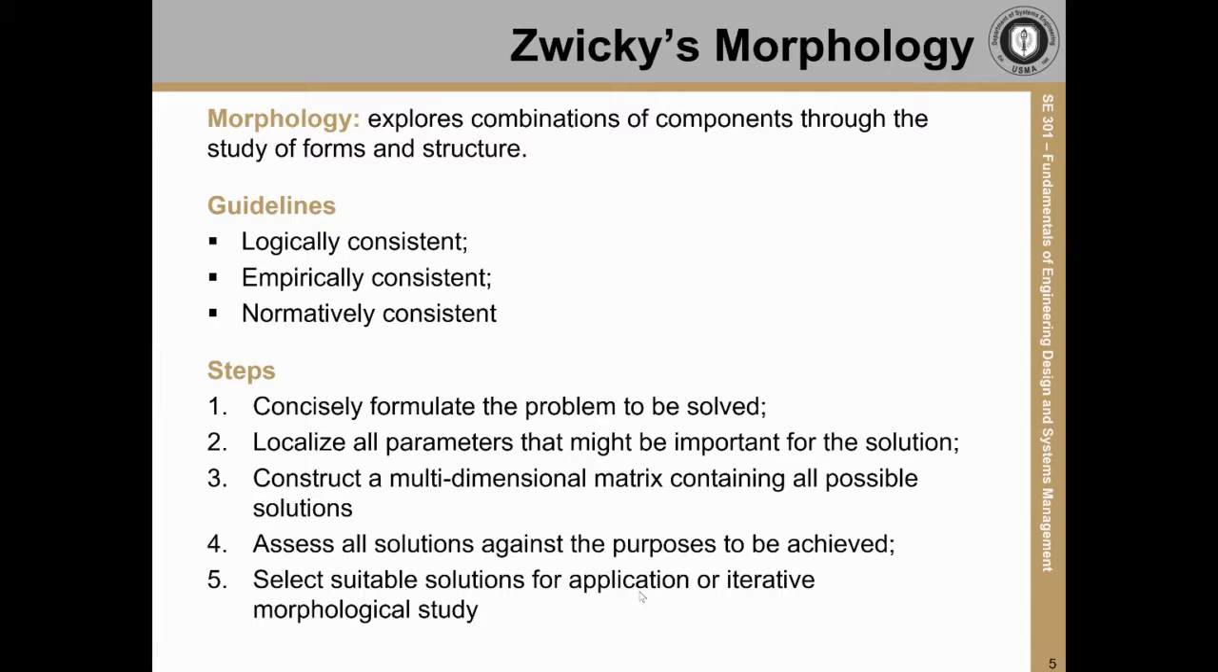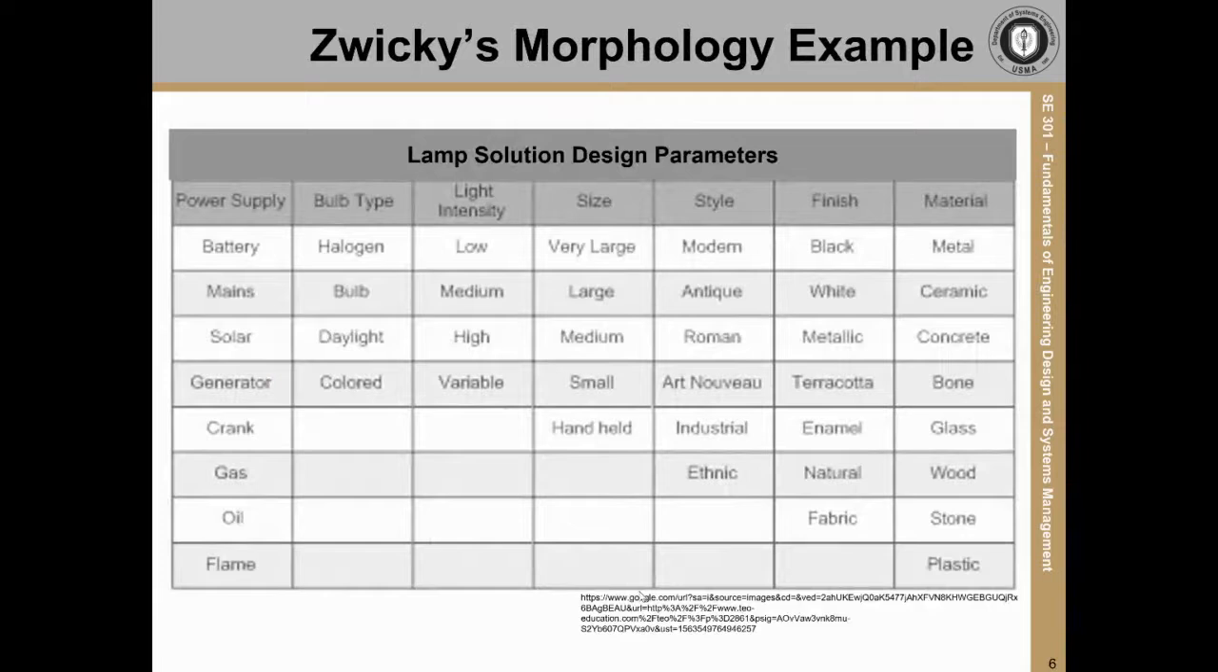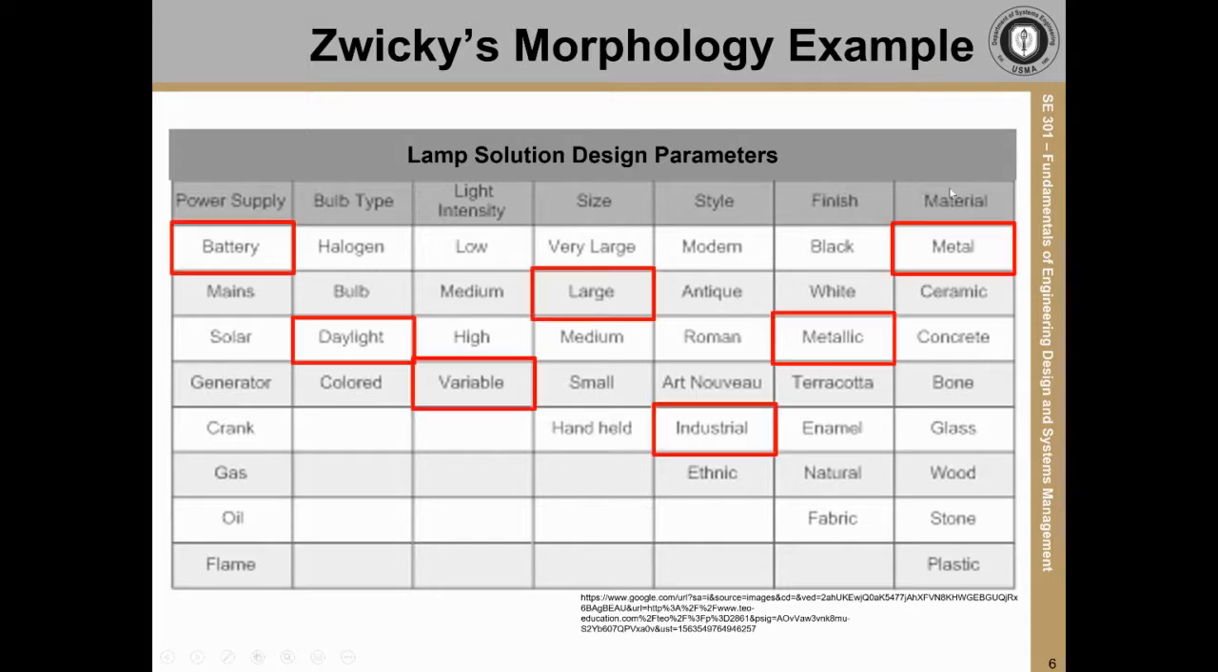So while this chart right here, this PowerPoint slide has a lot of words on it, it's more useful to actually look through some examples. So right here we can look at a lamp solution design, and you have Zwicky's morphological box. So you have 7 columns here. Each column represents a component of that lamp. So you have your power supply, your bulb type, your light intensity, size, style, finish, material.